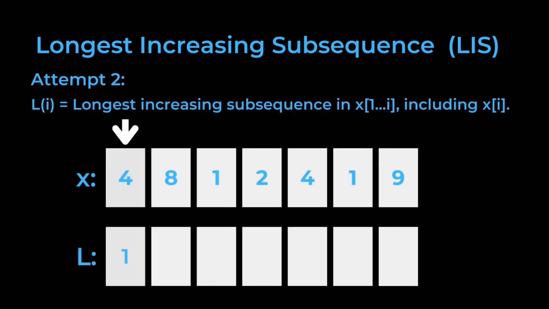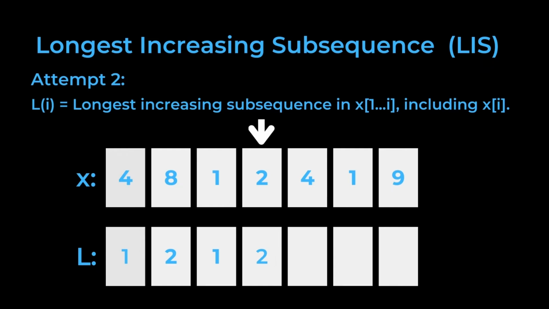4, like in the last example, is going to start with a length of 1. And with 8, we know we can add 8 to 4, so we end up with a length of 2 for this second entry. At 1, however, things get a bit different. 1 is the start of a new candidate solution, so its length is going to be 1. Similarly at 2, we can't append 2 to 4 and 8, so we're going to try appending it to 1, and we get a length of 2 here.